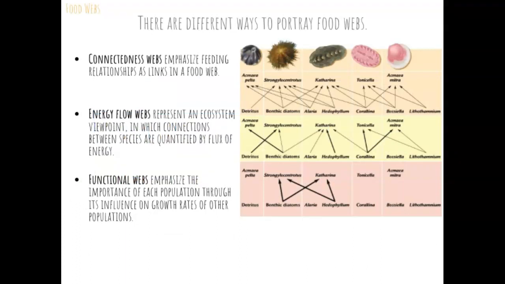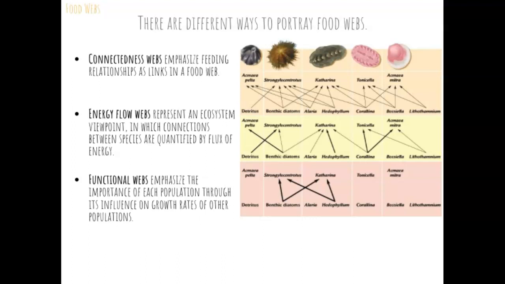There are actually 3 different ways that we can portray the relationships in food webs. So we can do what we call connectedness webs, where we emphasize the feeding relationships as links in a food web. So in this case, we're just showing who eats who. So if you look at the Catharina, which is that middle species, you can see that it eats benthic diatoms and alaria and hedophyllum and all of these different things. It's not showing what they eat most of the time. It's just showing who eats what within this community.